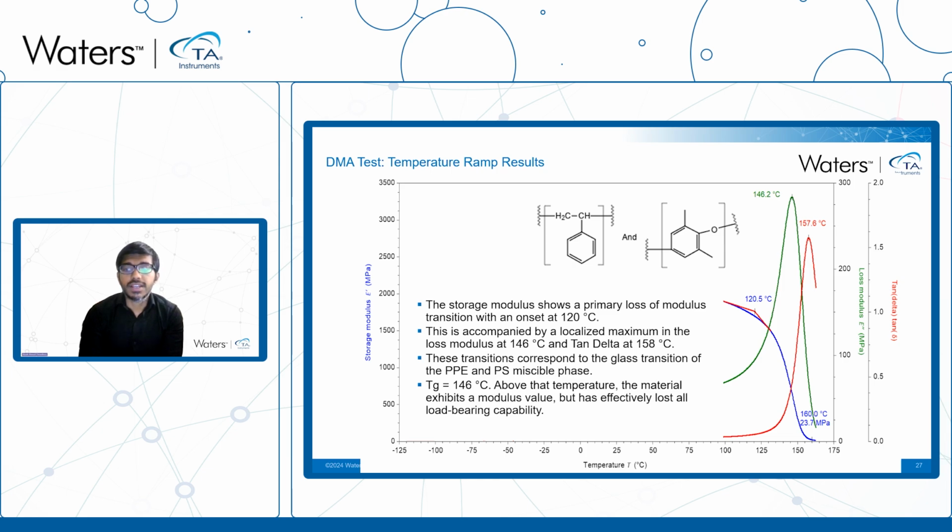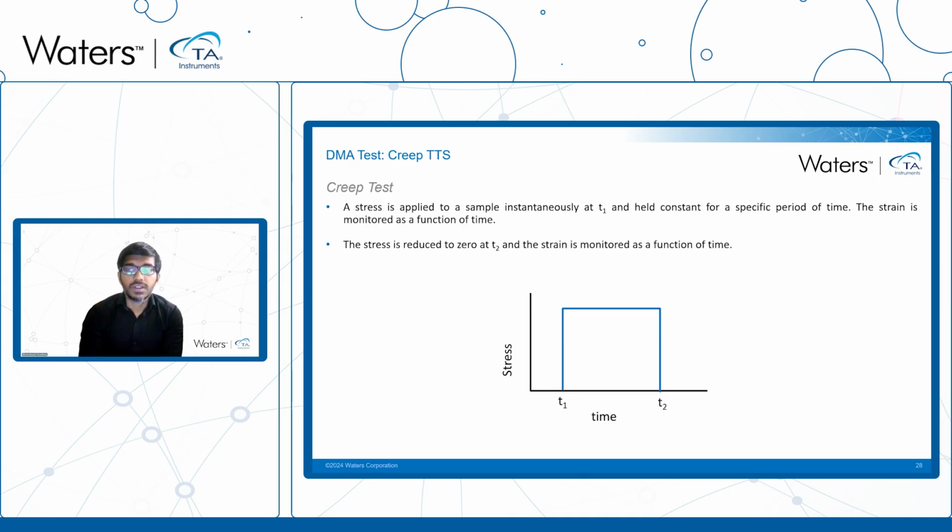DMA, as illustrated in this example, provides key information regarding the structure and performance properties of your material. DMA is beneficial in material selection and product design, as well as part of failure analysis, and can even be utilized for troubleshooting activities. We have also studied the creep response of this material to assess the long-term performance by performing a creep TTS analysis.